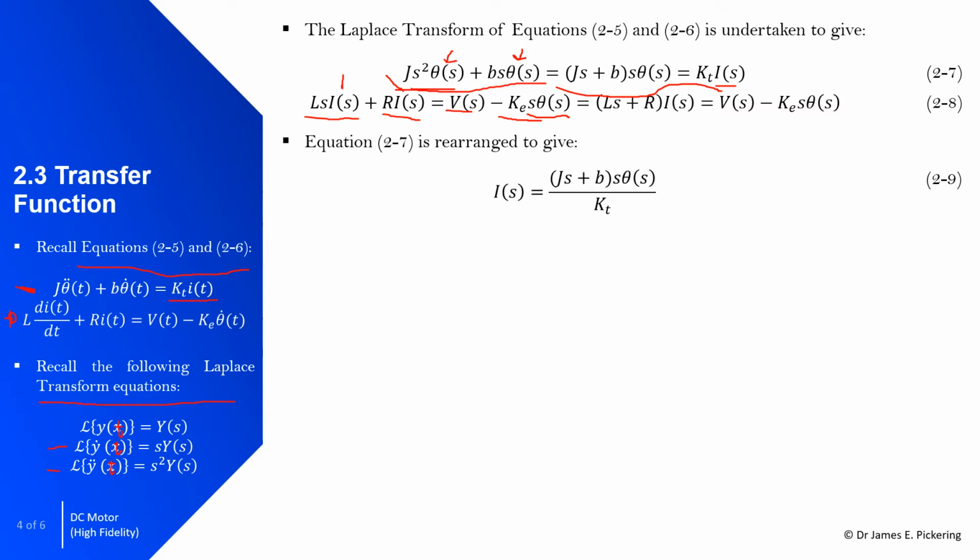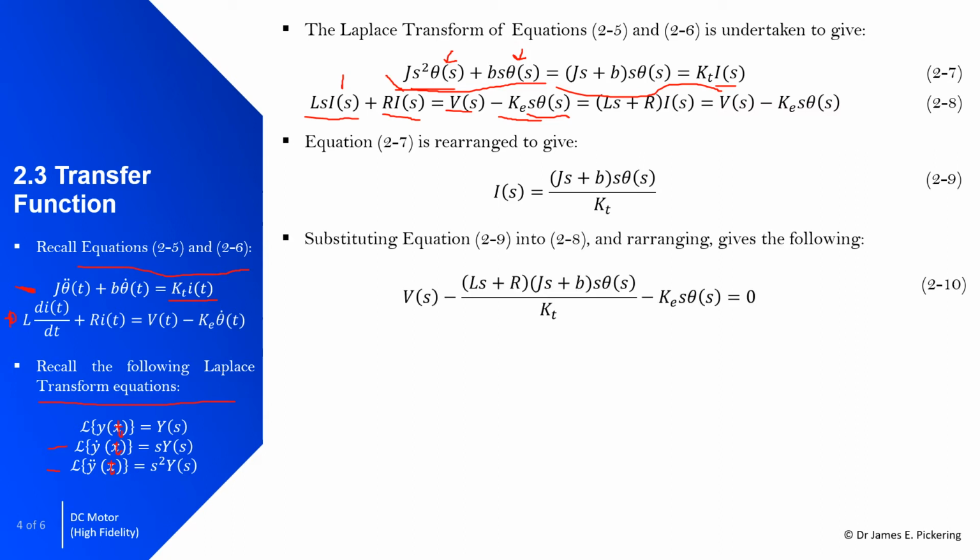So equation 2.7, what I'm going to do now is rearrange that to make the I of s the subject. So you can see I of s here, I've effectively just divided this equation by k subscript t, to give me equation 2.9. What I'm going to do then is substitute equation 2.9, the equation that we've just derived for the current, into equation 2.8.